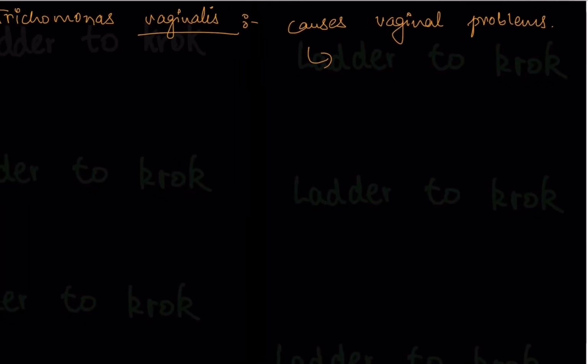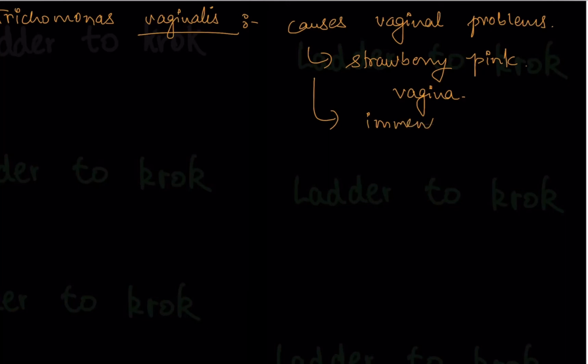In this, if we do the vaginal examination, we see strawberry pink vagina, and it is very painful. Strawberry pink vagina, and the patient will complain of immense pain, means immense or intense pain, a very, very strong pain in the vagina.